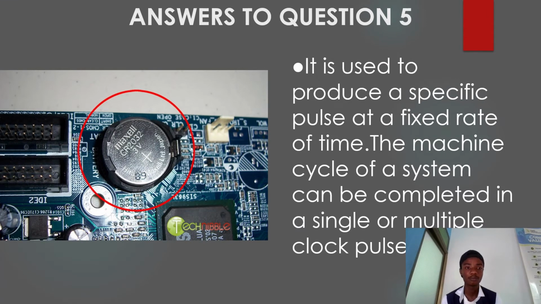Now, a system clock. A system clock is used to produce specific pulses at a fixed rate of time. The machine cycle of a system can be completed in a single or multiple clock pulses.